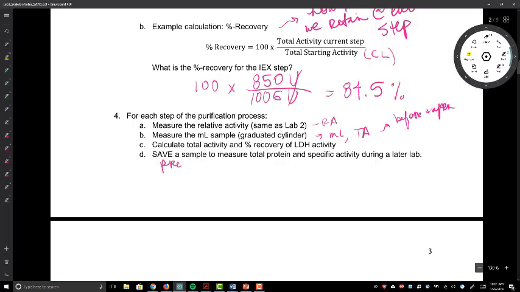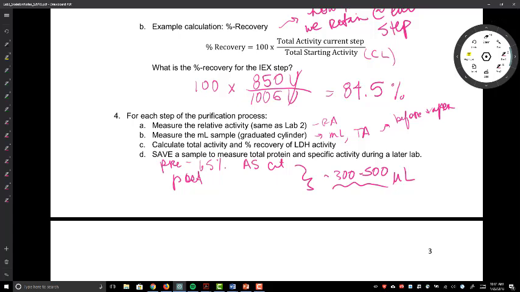So pre and post, for example, an ammonium sulfate cut, and then post, you need to save approximately, I think it's like 300 to 500 microliters. I can't remember exactly what the value is, but your lab notebook or the lab handout will tell you. You need to save a couple hundred microliters of each sample before and after the column and purification step.